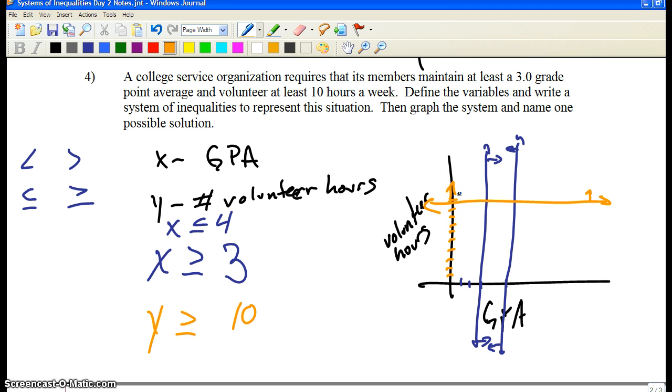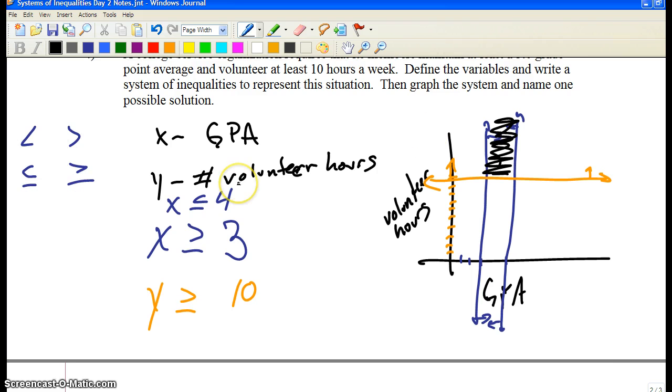Let's go back to why we're shading to the right of 3. For x to be greater than or equal to 3, greater in terms of x is to the right, isn't it? Less than in terms of x is to the left. That's why we're doing left and right. So the shaded region is actually here. Using that, what's one possible solution? You pick a point in this region. It could be like 3.5 and greater than 10, so 13. Could be a point, as long as it's in the shaded region.